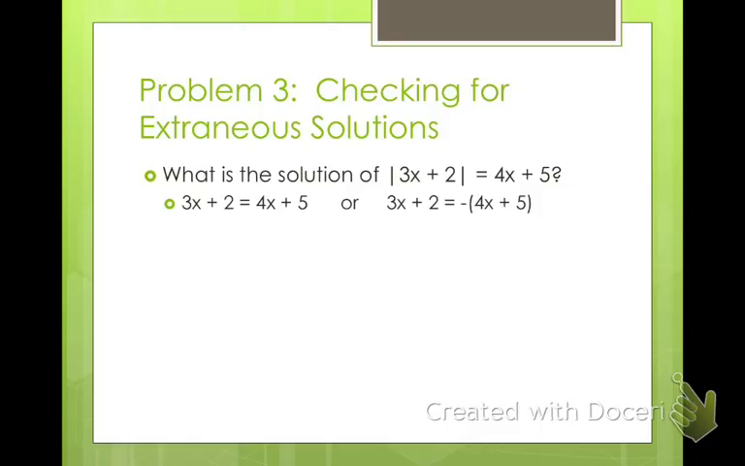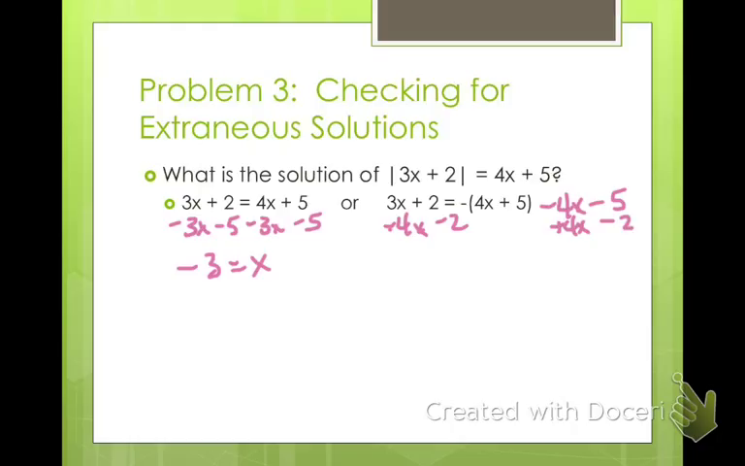3x plus 2 equals 4x plus 5. And 3x plus 2 equals the opposite of the whole thing, 4x plus 5. So that means we're going to have a negative 4x minus 5. Okay, so I'm going to subtract 3x from both sides. Subtract 5. So I get negative 3 equals x. And then this one, this is going to be negative 4x minus 5. So I'm going to add 4x and subtract 2. So I have 7x equals negative 7, x equals negative 1.